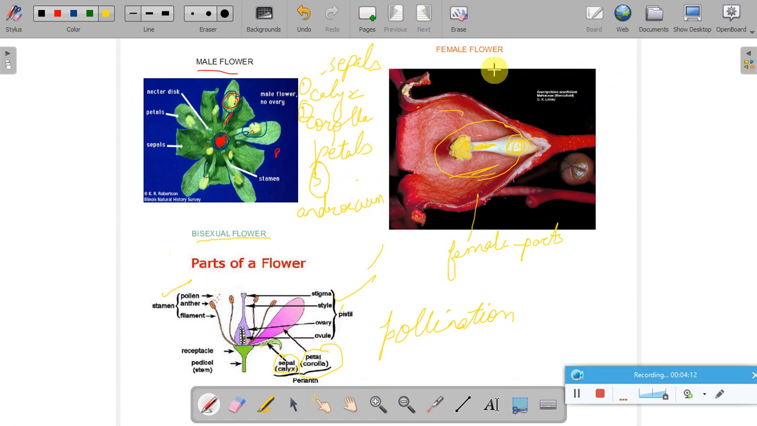Similarly, in a female flower we will have calyx, that is the sepals, we will have corolla, those are the petals, and we will have the gynoecium. Again, in a female flower we will have three whorls; the androecium is missing here. Whereas if we look at the bisexual flower, in a bisexual flower we will have all four whorls. So we need to know this difference before we move on to pollination.